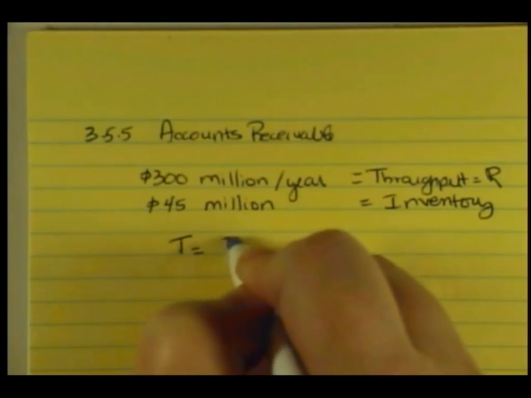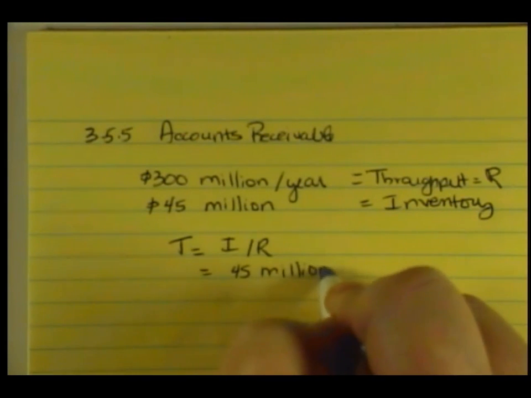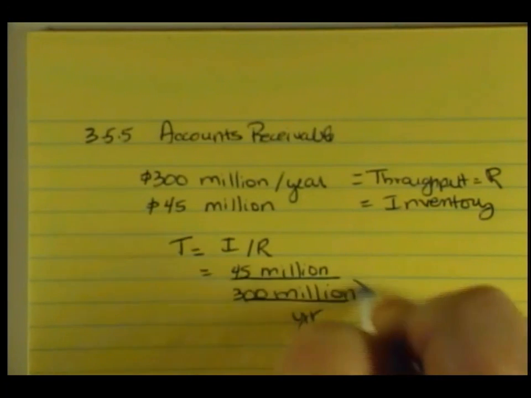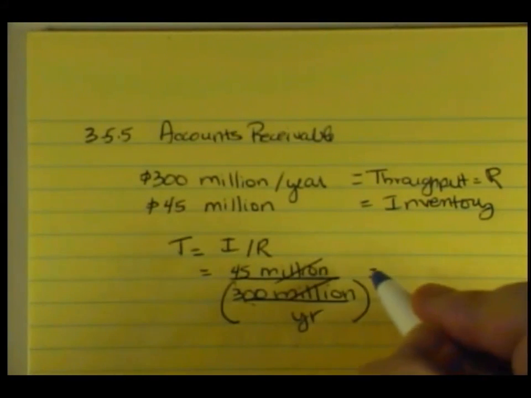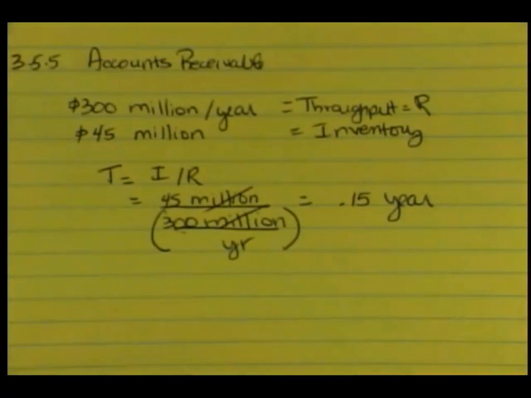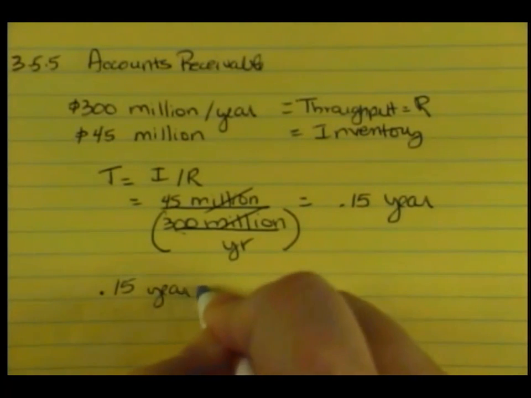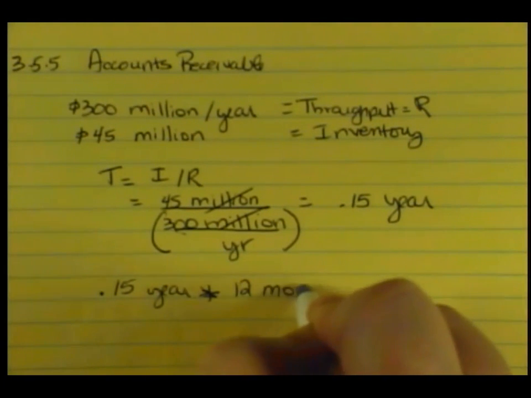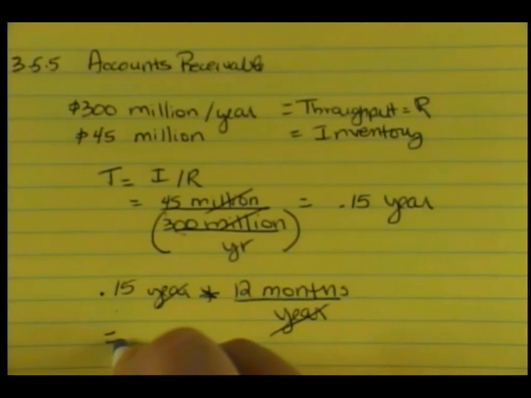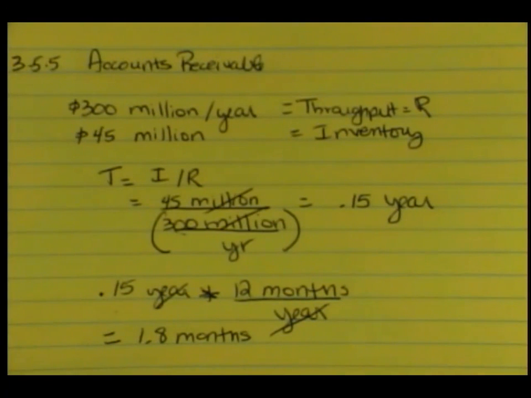So therefore, if I want to know how long a dollar spends in the accounts receivable, I can say time is equal to inventory divided by throughput, which is equal to inventory of 45 million divided by 300 million per year, for my throughput, which then my millions cancel each other out, okay, and that gives me 0.15 of a year. And again, if I want to convert that into months, I'm going to say 0.15 of a year is equal to, sorry, I just want to multiply it times 12 months for 1 year, and then my years cancel each other out. And that's going to leave me with 1.8 months. So that's how long on average a dollar spends in the accounts receivable process.